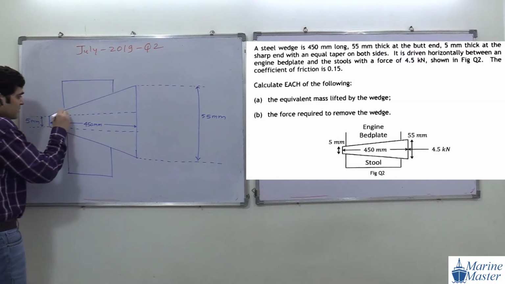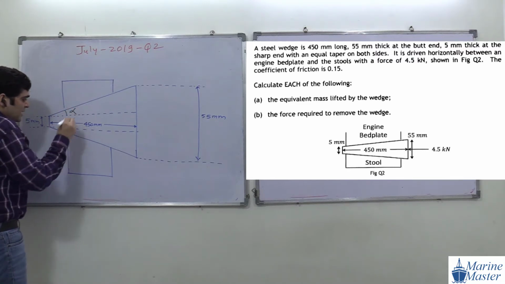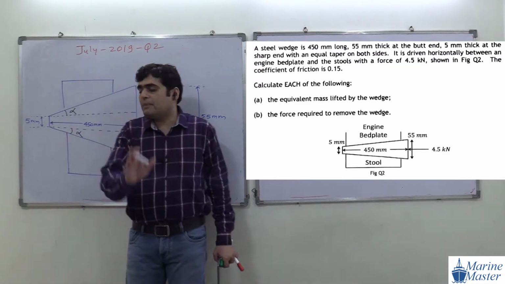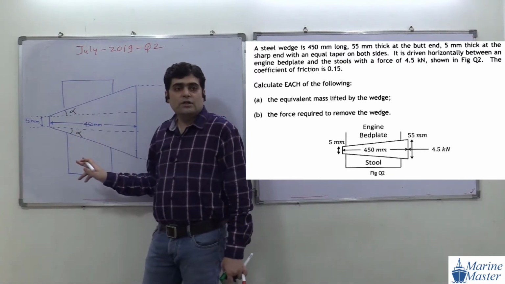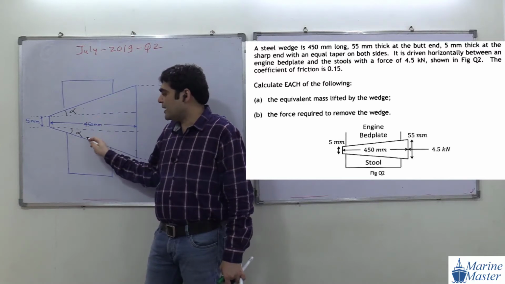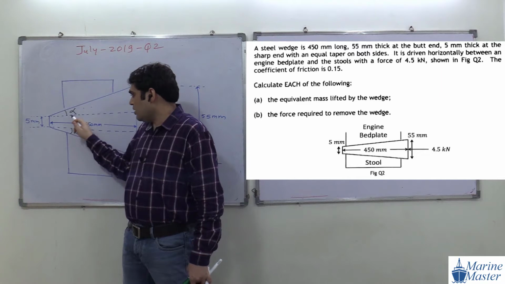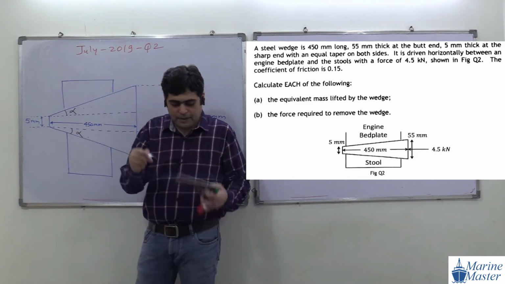This angle is alpha. And this angle is also what, guys? Alpha. That is meant by equal taper on both sides. So you got it. So here also alpha, and here also alpha. Try to see the point here, everyone.